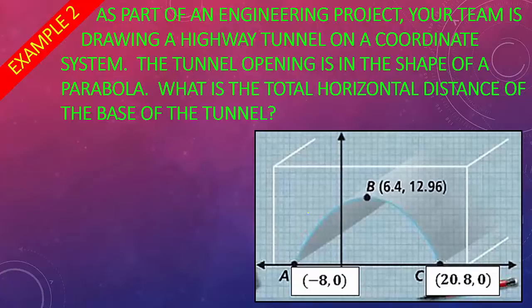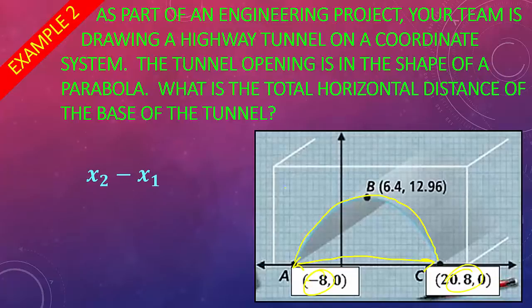Example 2 is an engineering project. Your team is drawing a highway tunnel on a coordinate system. The tunnel opening is in the shape of a parabola, so that's this shape right here, in case you can't see it as well on your screen. What is the total horizontal distance from the base of the tunnel? So horizontal, we're talking about from here to here. Remember, horizontal is across.